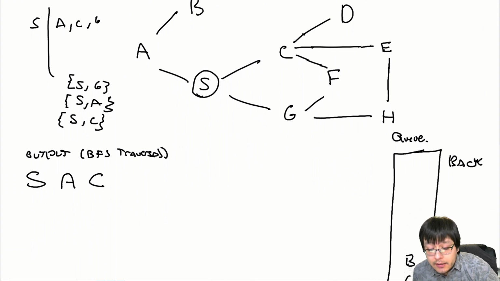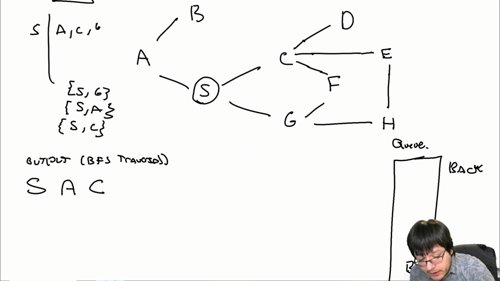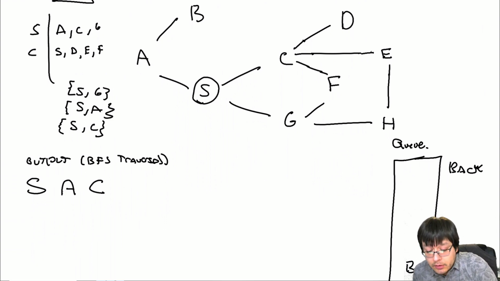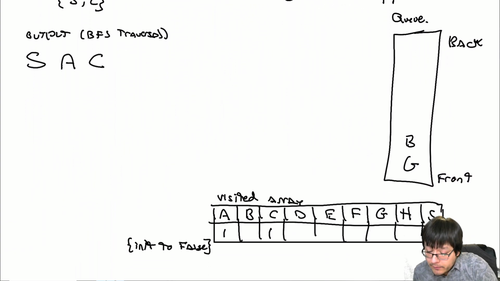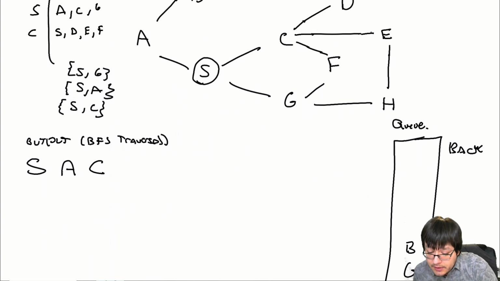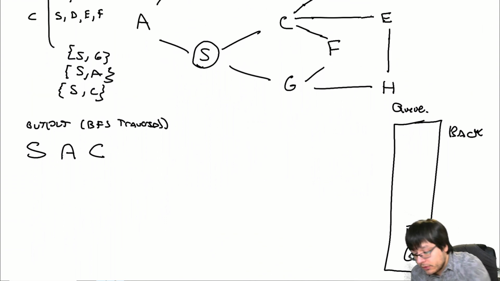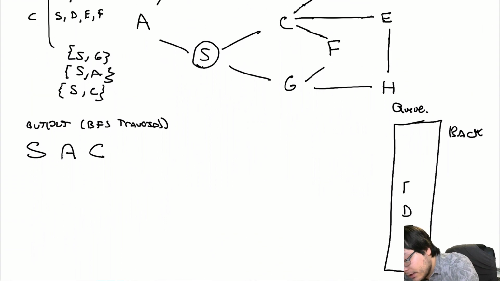And that's a lot. If we were looking at the adjacency list, you'd see you've got S, D, E, F for edges. And so we are not going to add S because yet again, we've already visited it, but D, E, and F have not been visited, so they will be added. D, E, and F.